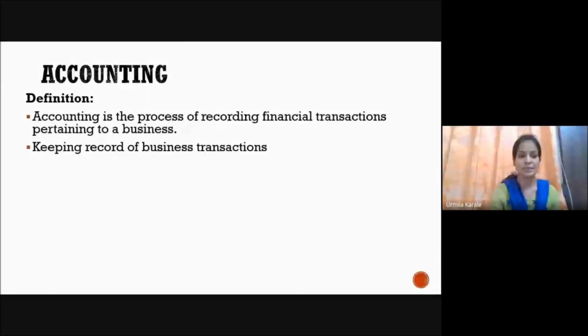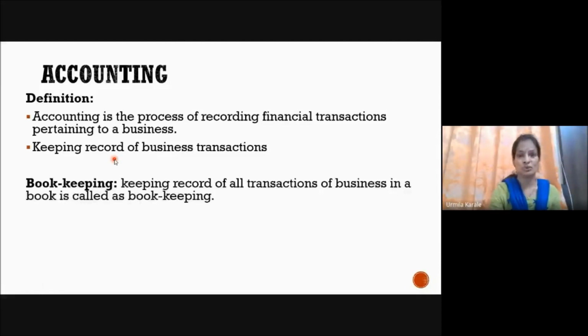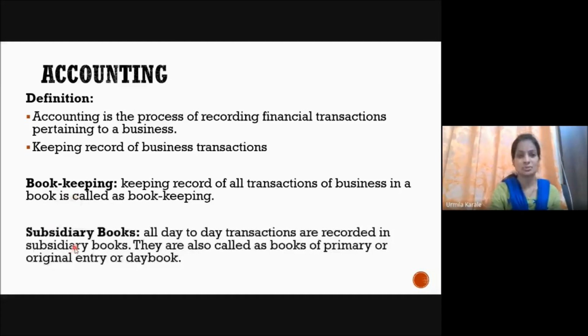So when we say accounting, we are talking about the process of recording business transactions. We are just going to have an idea as to how we record the different transactions on a daily basis, and recording of those transactions in different books is called bookkeeping. So bookkeeping is nothing but creation of records. Now for creating these records, we make use of different books. Those books are called subsidiary books, where we are recording transactions on a daily basis. These books are also called books of original entry because all the transactions are recorded in these books for the first time.